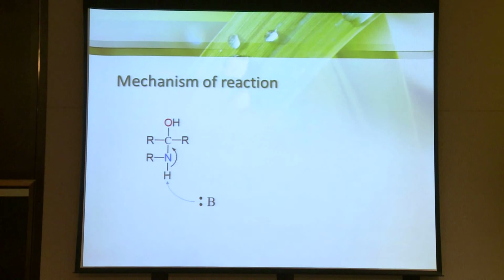Now the base takes one more hydrogen from the nitrogen. Again, the nitrogen becomes very unstable. To get stabilized, it forms a double bond with carbon. So finally we get a Schiff base. This is the mechanism I thought is involved in the formation of the Schiff base.